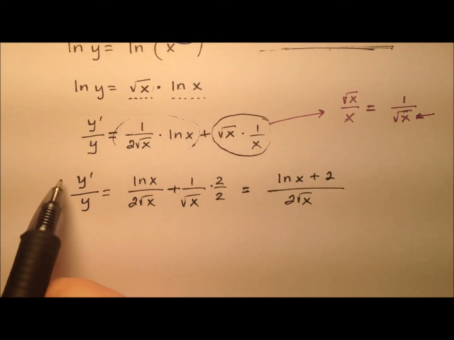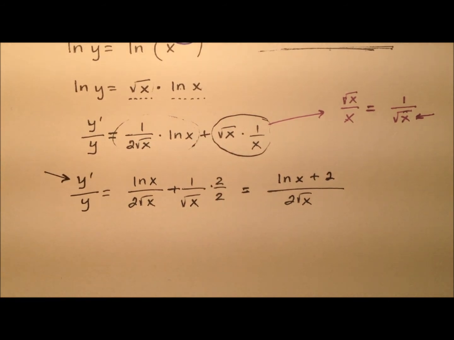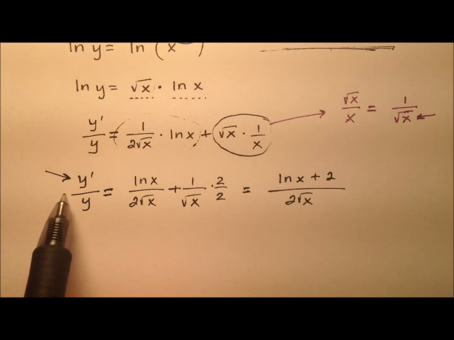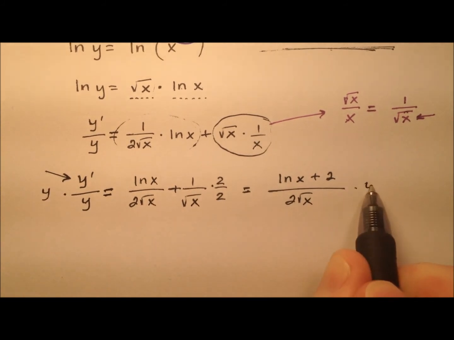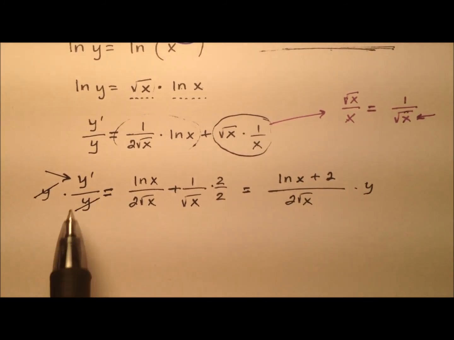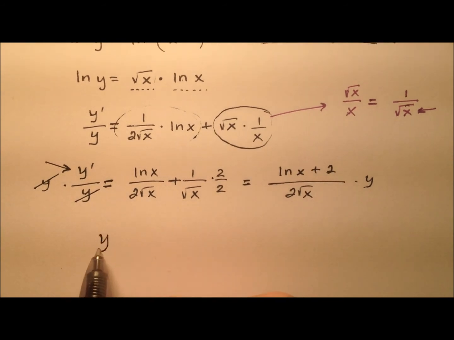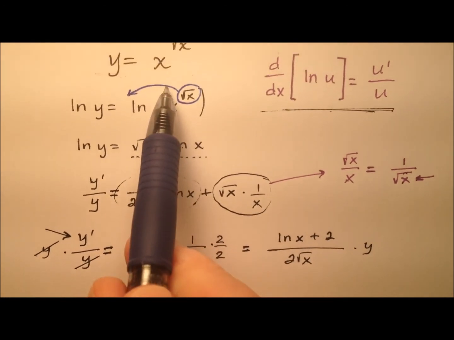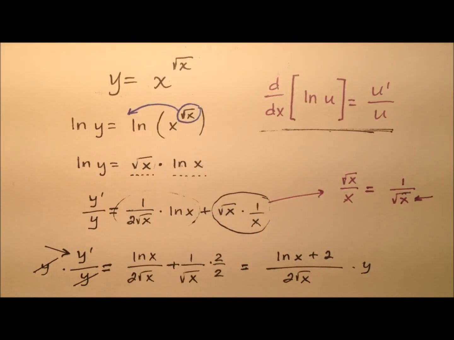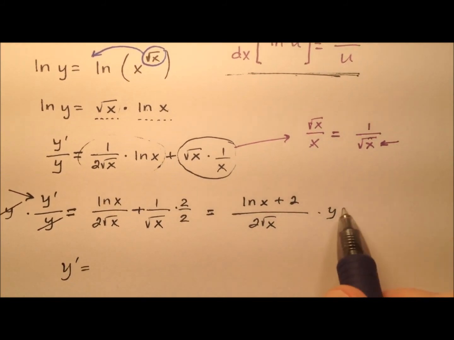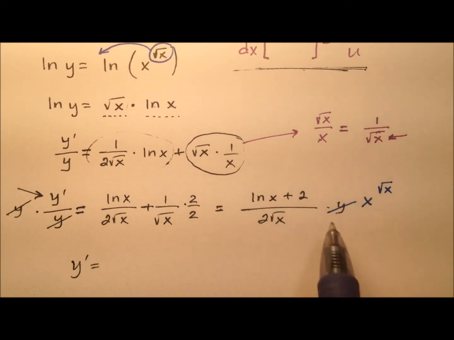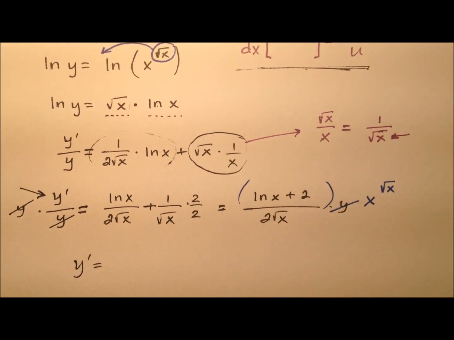Okay, but remember, we're trying to solve for y prime, or dy dx, and right now that's being divided by y. So let's go ahead and multiply both sides by y in an effort to go ahead and isolate that y prime. Okay, but remember, what was the y to begin with? Well, it was x to the power of the square root of x. So let's go ahead and exchange that with x to the power of the square root of x. And we're multiplying that now by both of those terms.